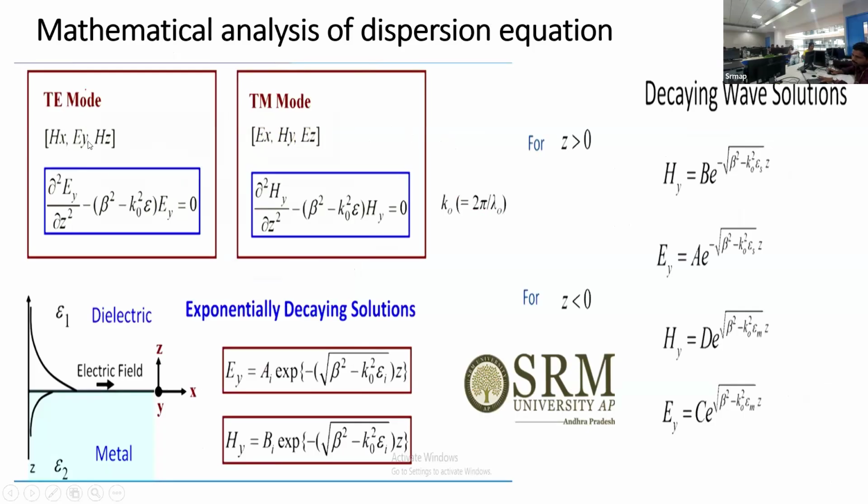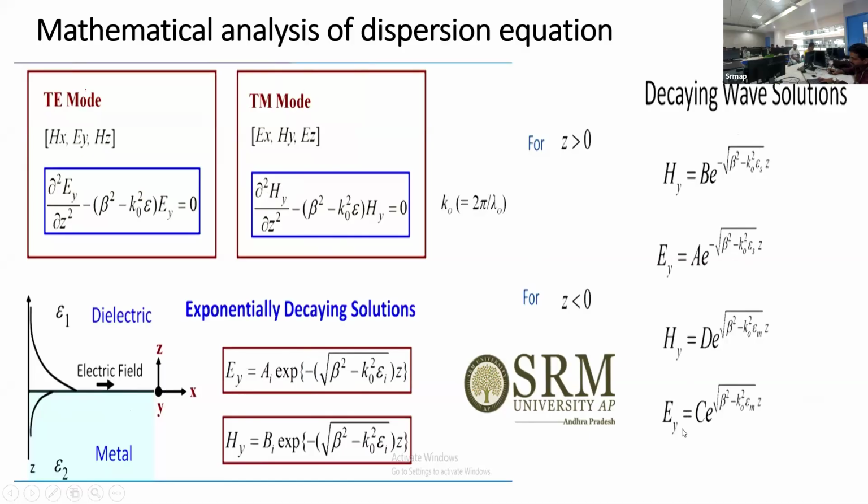Coming to TE mode, that doesn't support the surface plasmon polariton modes. I'm stating this from the beginning itself. Coming to the TM mode, this is the vector Helmholtz equation, and from this, these are the possible solutions, Ey and Hy. And if you apply this for the dielectric interface, Z equal to 0, Z greater than 0, and Z less than 0. Z less than 0 is metal, Z greater than 0 is dielectric, that is positive, and Z equal to 0 is the interface. So for Z greater than 0, these equations will reduce like this, Hy and Ey.